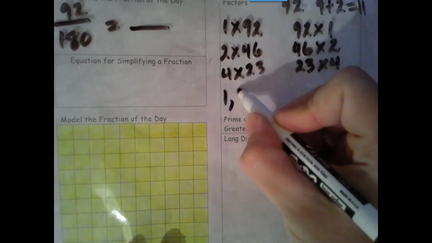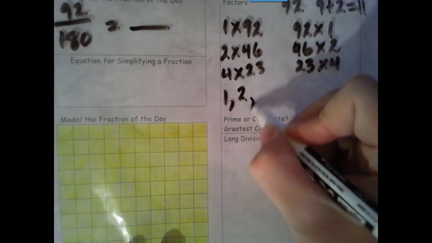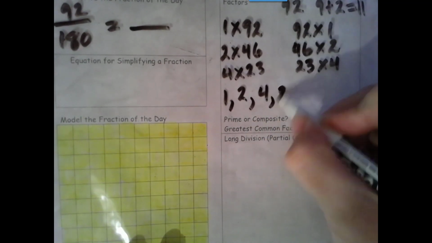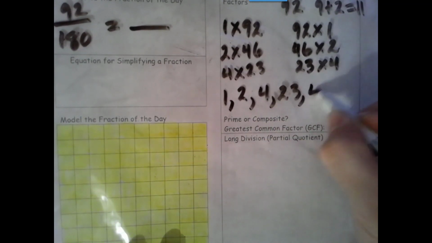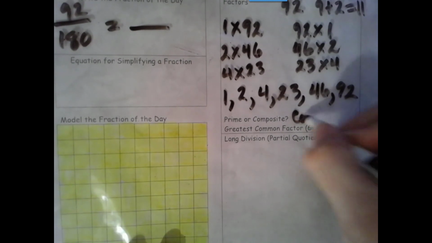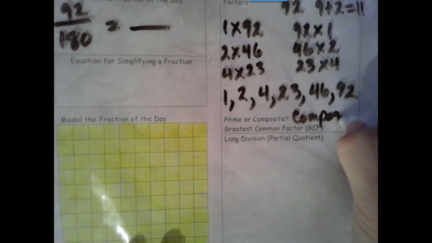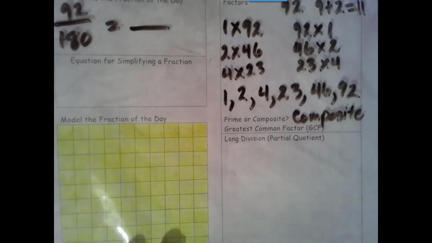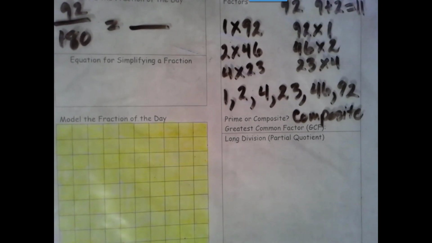So let's list our factors from least to greatest. 1, 2, 4, 23, 46, 92. We have 6 factors. That is more than 2 factors, so it is composite. Now we need to find our greatest common factor.